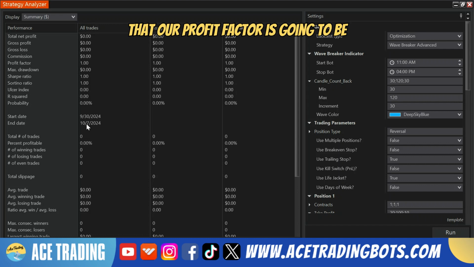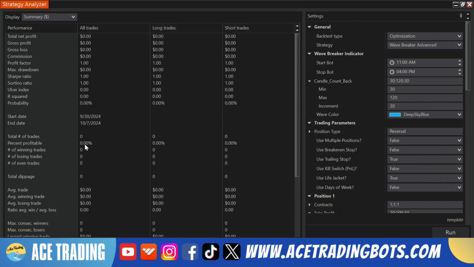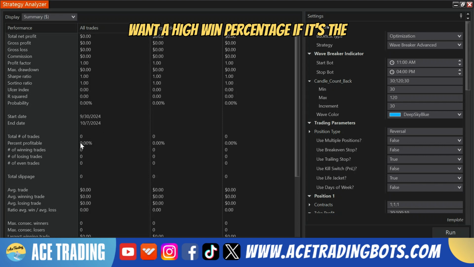We want to make sure that our profit factor is going to be reasonable. Okay, nothing out of the ordinary. We're going to make sure we include commissions, but in order to have a larger TP and a smaller stop loss, we want to make sure that our percentage is pretty good. Okay, we want a high win percentage if it's the other way around. So if we've got a larger stop loss, we want to make sure we have a super high win percentage. If we want a larger take profit than our stop loss, we're only really looking around a 60-70%, because over time we're going to be winning overall.